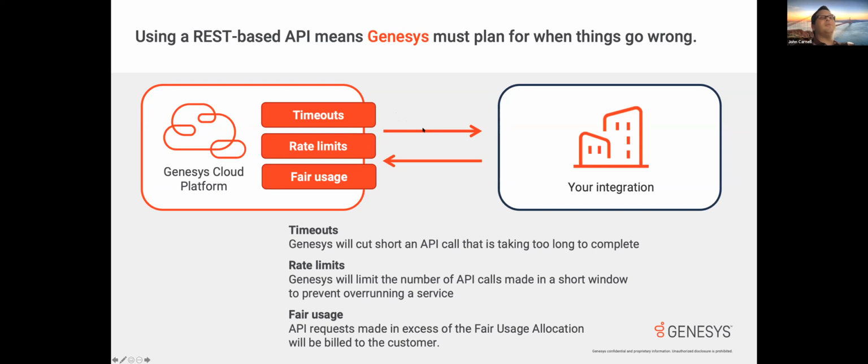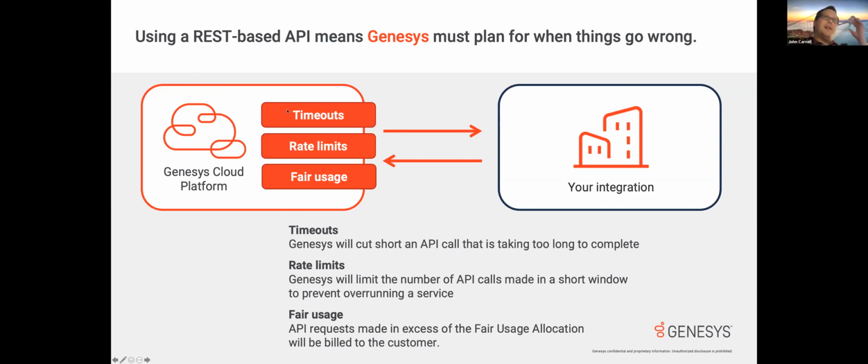Usually when we do that, what we have found is it's more often than not a coding problem in the integration. A lot of times when we get into those situations, customers are like, I didn't even realize I was calling it that much. And then finally, the last thing that Genesys worries about is fair usage. We're a multi-tenant platform, which means that we want to make sure that the platform is up for everybody. So we do have fair usage allocations surrounding our APIs. And if you go over that fair usage allocation, you'll be billed for it.